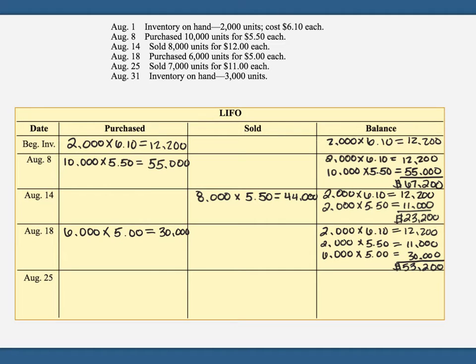Now we look at our next transaction, August 25th. They sold 7,000 units for $11 each. So we have 7,000 units sold. So let's look. We recently purchased 6,000 at $5, so we'll use all those up, but then we still have 1,000 more that we sold, so that will come from this amount. So we'll have sold 6,000 that cost us $5 and 1,000 that cost us $5.50. It looks like this. So we take 6,000 units, multiply by $5, gives us 30,000.